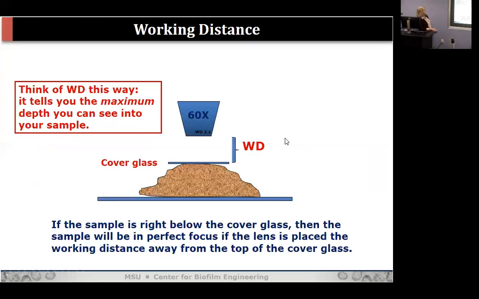The working distance is the other quantity that I just want to clarify as critical, especially for biofilm imaging. Working distance is defined here at the bottom in blue. Pretty much if you put the lens the working distance away from the top of the cover slip, whatever's right under the cover slip will be in perfect focus. So it's pretty much the same as the focal plane, but it includes the cover slip. But our favorite way to think of working distance is up here in red. It tells you how far into your sample you can see. It really does.